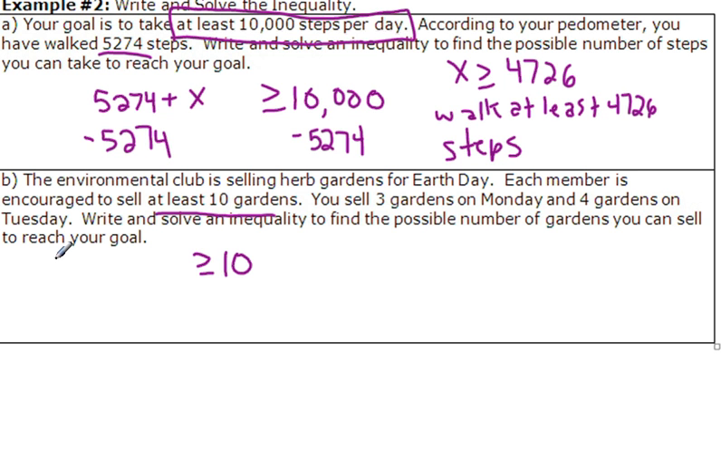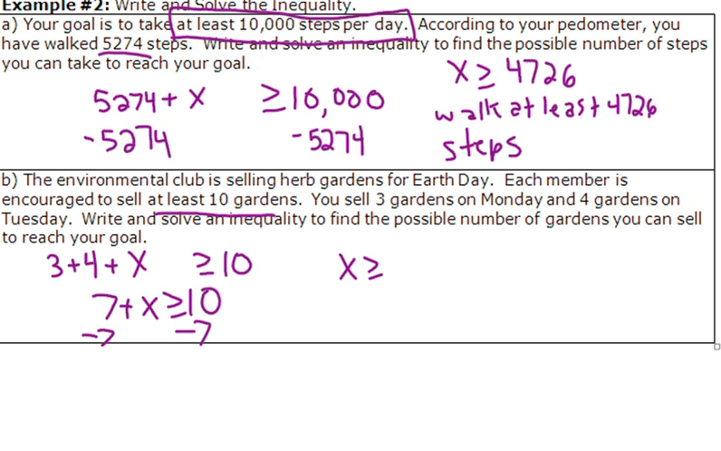On Monday, I sell 3 gardens. Then Tuesday, I sell 4 gardens, so 3 plus 4. Then on another day, how many more gardens would I have to sell to reach my goal? So that's my unknown. If I add all of these numbers together, I should get at least 10. So I'm going to solve this. I'm going to combine my like terms, so I'm going to make this 7 plus x is greater than or equal to 10. To get the x alone, I would minus 7 on both sides. 10 minus 7 is 3. So I get x is greater than or equal to 3.